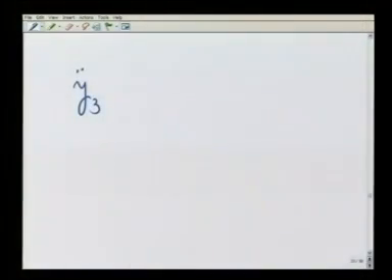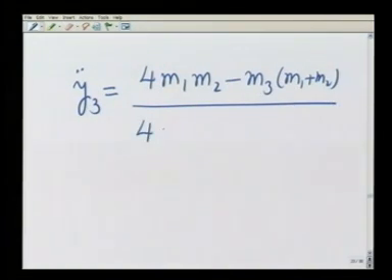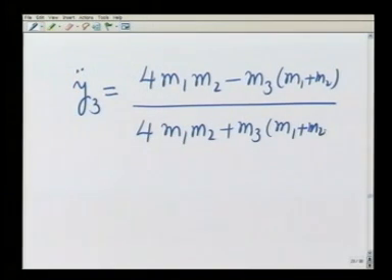I am not going to solve it for you here, but I will give you the partial answer, and you can try to get that after solving these equations at home. The answer for y3 double dot comes out to be (4 m1 m2 minus m3 (m1 plus m2)) divided by (4 m1 m2 plus m3 (m1 plus m2)), times g.